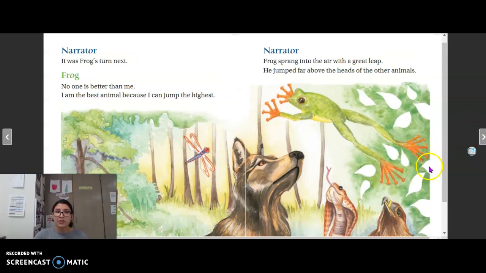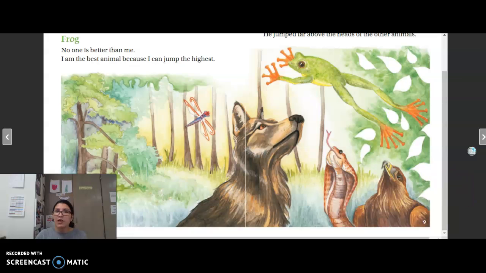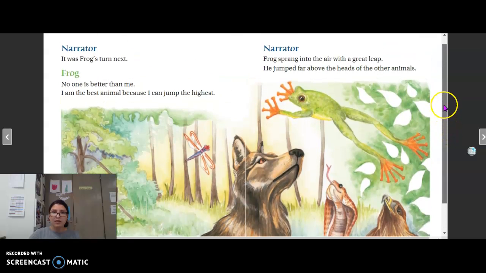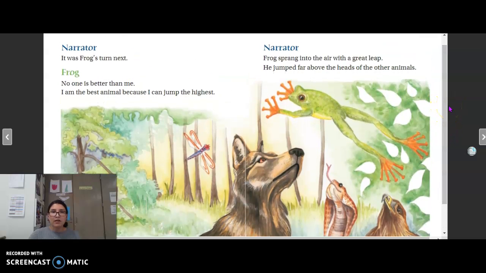Narrator: It was Frog's turn next. Frog: No one is better than me. I'm the best animal because I can jump the highest. So there Frog goes, and all the other animals are watching down below. Narrator: Frog sprang into the air with a great leap. He jumped far above the heads of the other animals.